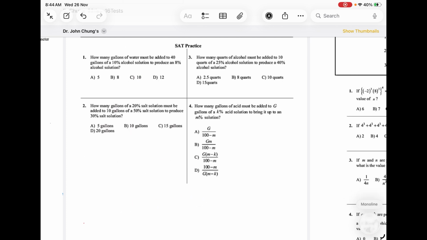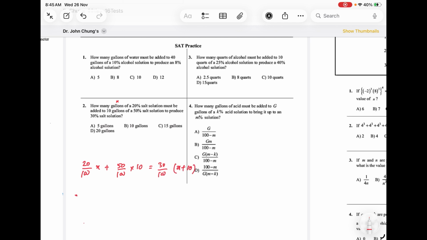Let us go to question number 2. How many gallons of 20% salt solution must be added to 10 gallons of 50% salt solution to produce 30% salt solution? So how many gallons of 20% salt solution? Let us suppose X gallons. So the formula becomes 20% of X plus 50% of 10 is equal to 30% of X plus 10.